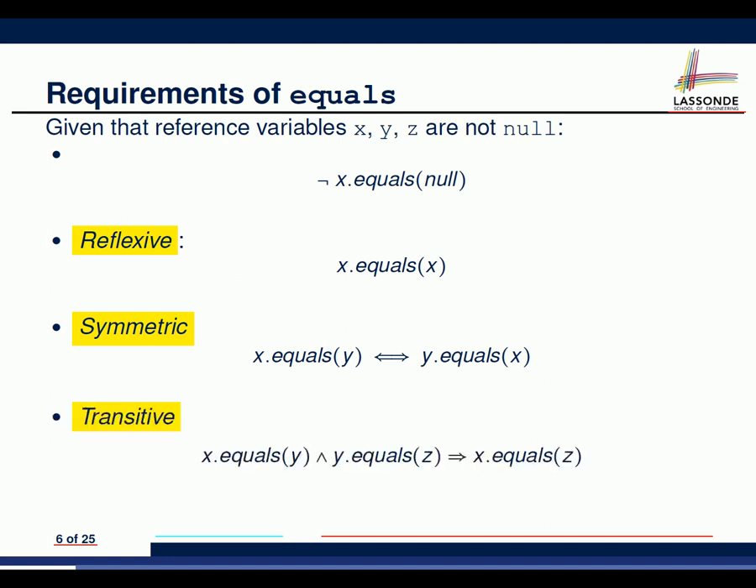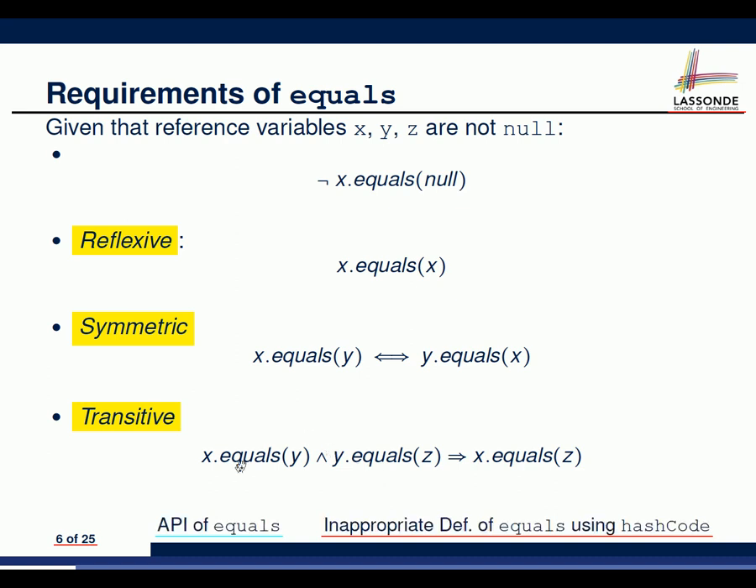Finally, transitive. It's like this. If I say i is larger than j and j is larger than k, what does that mean? i is larger than k, the same idea. If I say x and y are equal, and then y and z are equal, then x and z must be equal. That's transitivity.